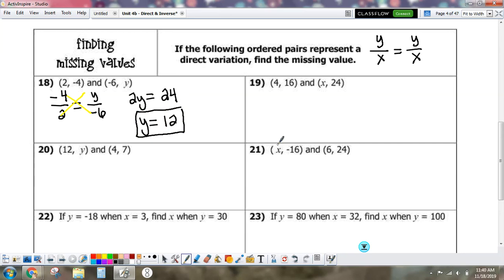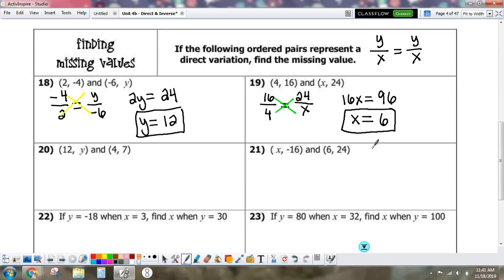So it's not too difficult. It is probably the hardest part of this type of problem. It's not really that hard. We've been doing proportions before. Okay, so we're going to do number 19. Same idea, y over x equals y over x. So 16/4 equals 24/x. Same thing, we're going to cross multiply. So 16 times x equals 24 times 4, which is 96. Divide both sides by 16 because that's the next step in solving this equation to get my x value of 6.